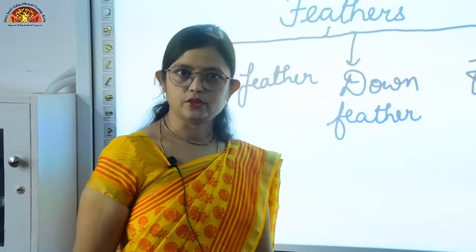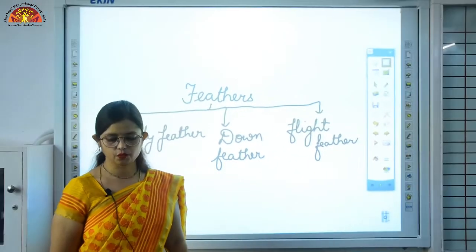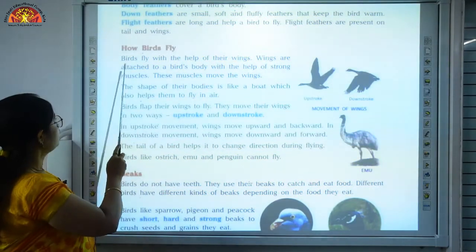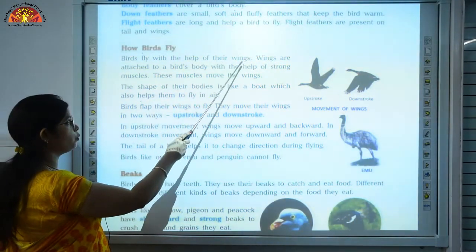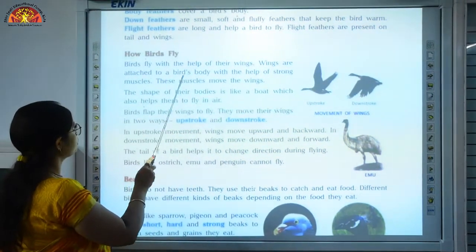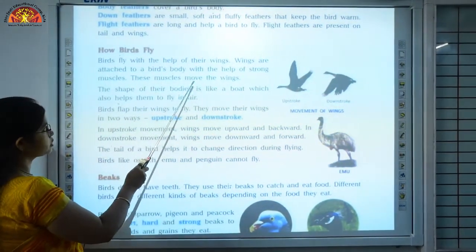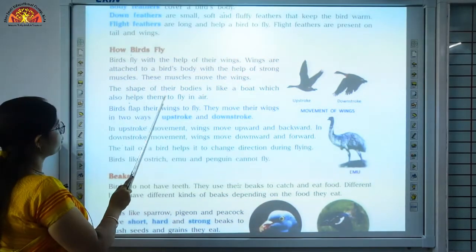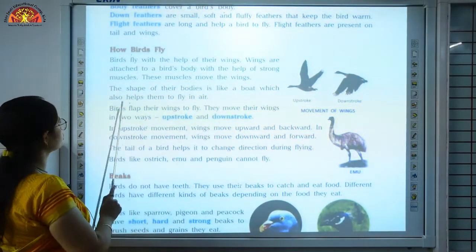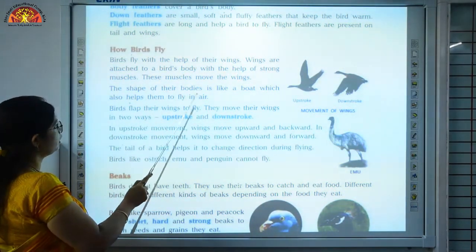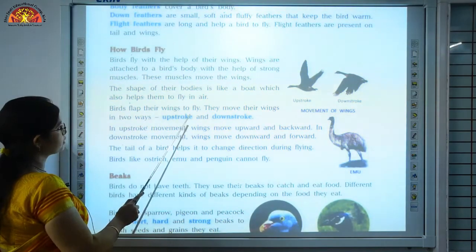Now we come to our next topic, that is how birds fly. So children, birds fly with the help of their wings. Wings are attached to a bird's body with the help of strong muscles. These muscles move the wings. The shape of their bodies is like a boat, which also helps them to fly in air. Birds flap their wings to fly.